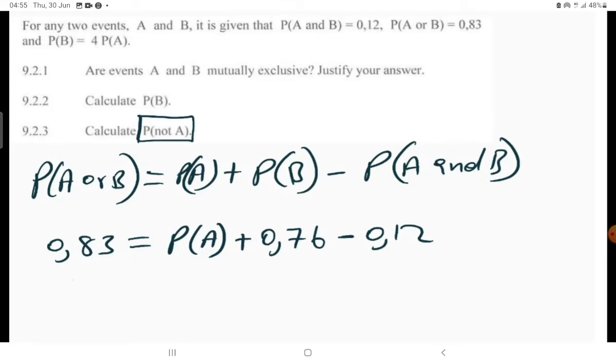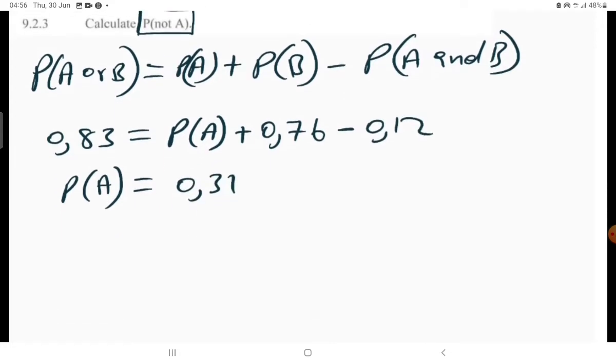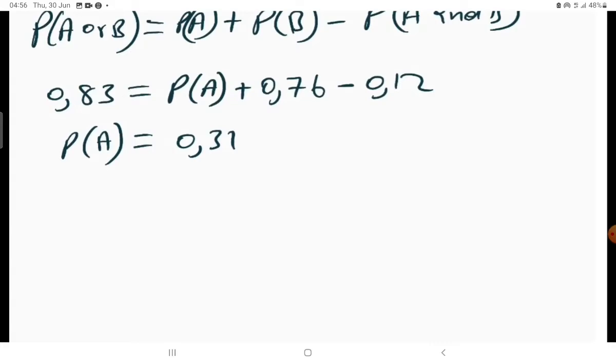So now let's find the probability of A by saying 0.95 plus 0.12, then minus 0.76. So that is our probability of A, which is 0.31. So to find the probability of not A, we are going to say probability of not A, because we are looking for the probability of not A here.